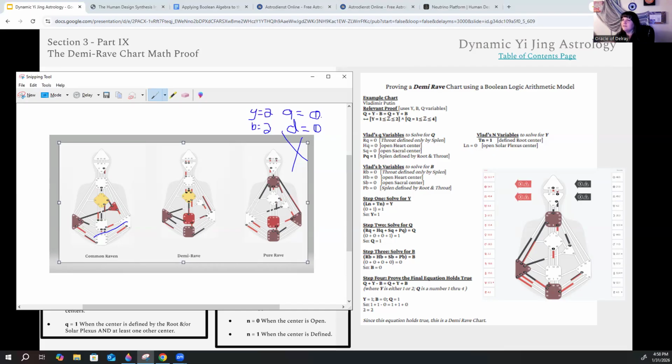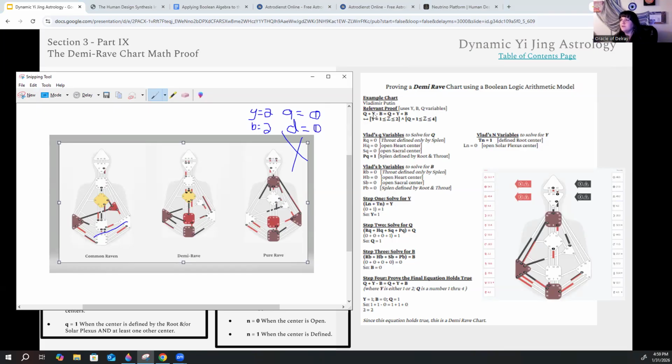And so the pure wave doesn't. The demi-wave will. And the common wave will not, because the Y will be 0 and Y is to be 1 through 2. So this demi-wave will pass as well. So let's look at Putin's chart first.